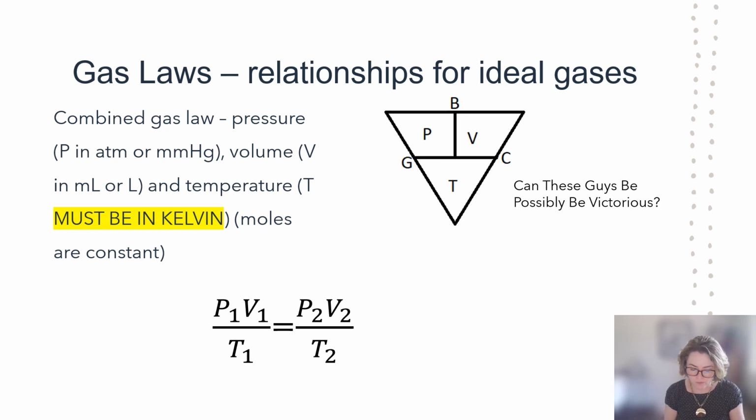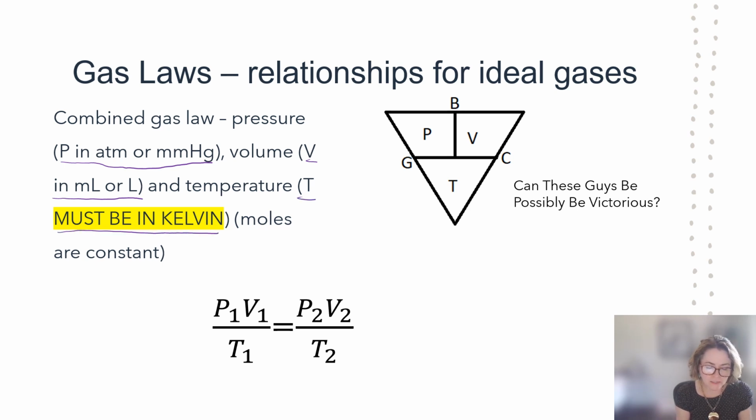Let's talk about units first. As far as pressure goes, pressure can be in either atmospheres, millimeters of mercury, torr. Honestly, it can be in any unit you want it to be in. Volume is typically in terms of milliliters or liters. And here you notice that I have made a big deal out of this: the temperature absolutely must be in terms of Kelvin. For this particular gas law, the combined gas law, the moles are going to be held constant. So we're actually not even going to talk about moles for this particular gas law.